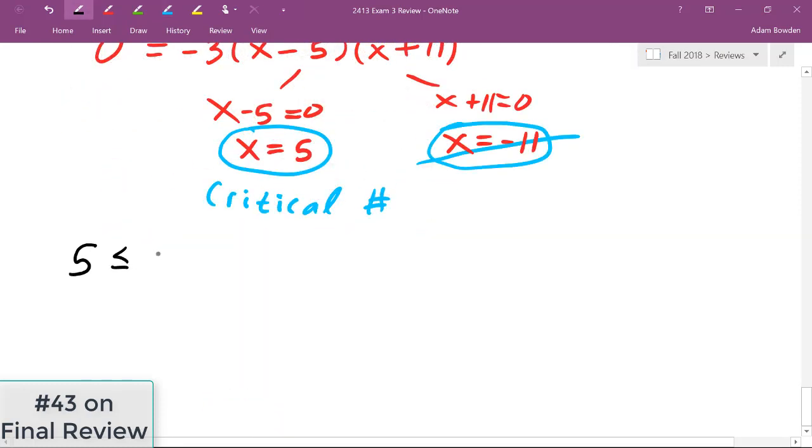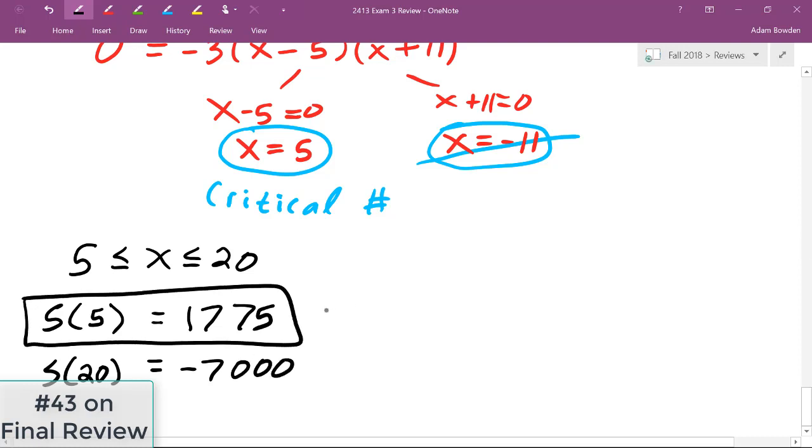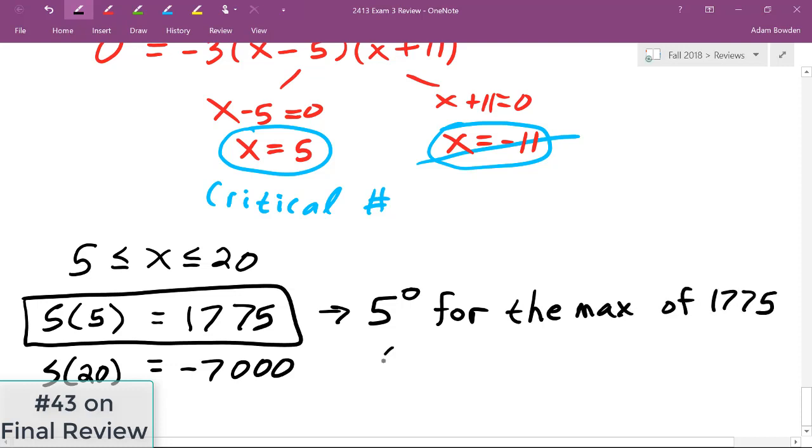Now our time interval is 5 less than or equal to x less than or equal to 20. So it looks like we only need to plug in the critical number of 5 and the other endpoint number of 20 and figure out what those are equal to. If we plug in the 5, we're going to get 1775. We plug in 20, it comes out to be negative 7,000. So that verifies for us that the temperature has to be 5 degrees for the maximum of 1775 salmon.